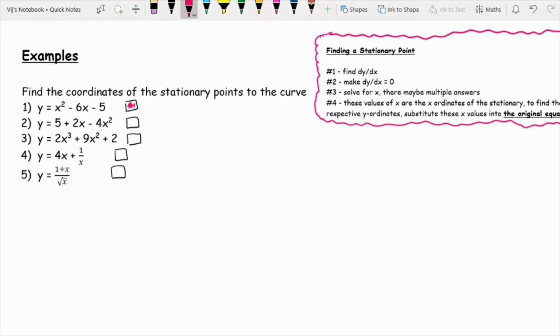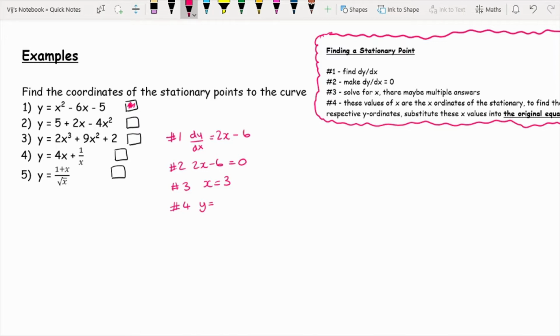So looking at number 1, there's no rearranging I need to do, so I can go straight into finding my dy dx. So dy over dx is going to be equal to 2x minus 6, and then step 2 is I make that equal to 0, and then step 3 is I need to find the values of x. In this case it's going to be x equals 3. For the 4th step, and again this is just a bonus, only because the question's asked me for the coordinates, I then need to find the respective y ordinate.